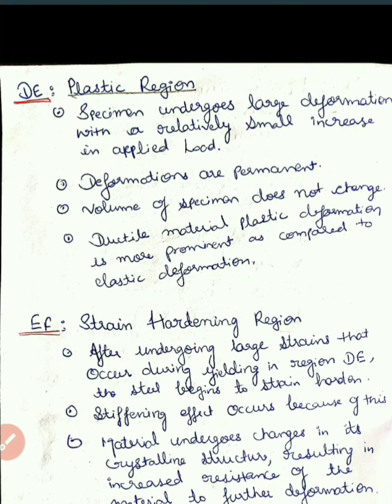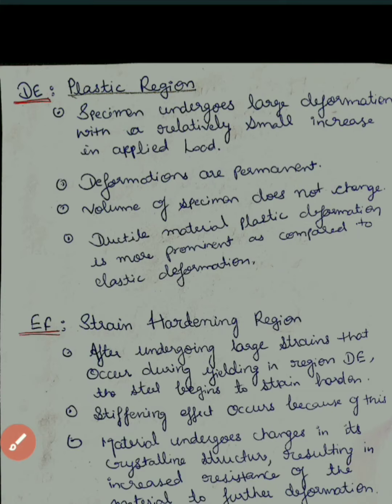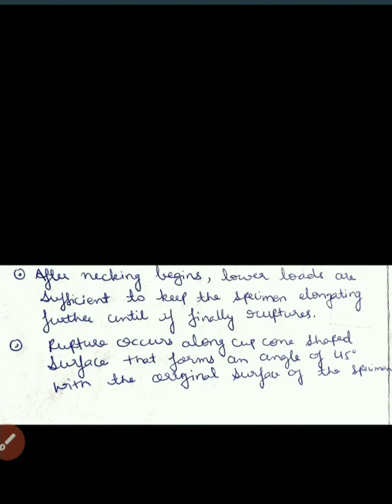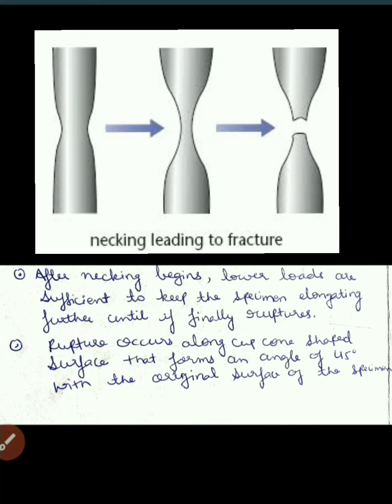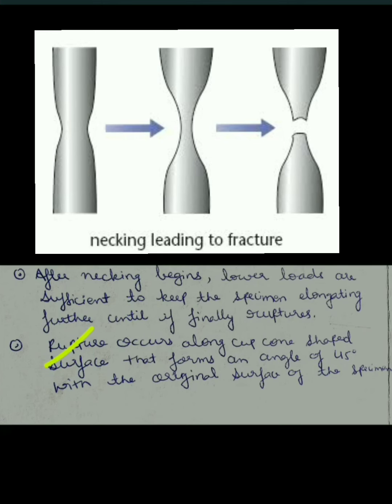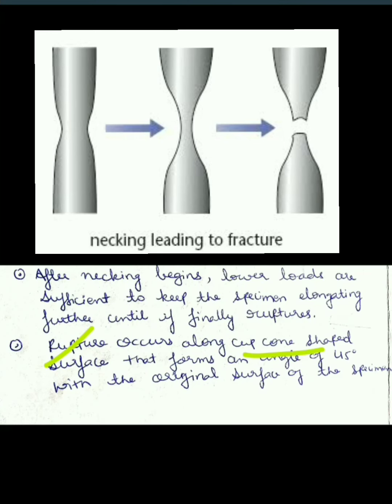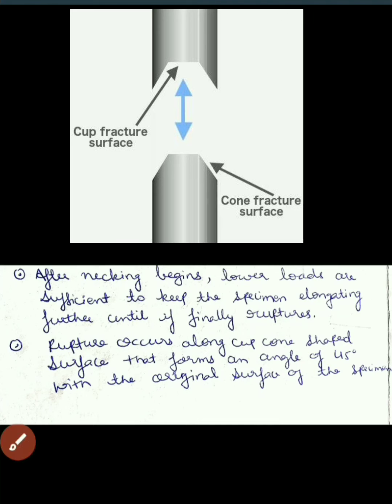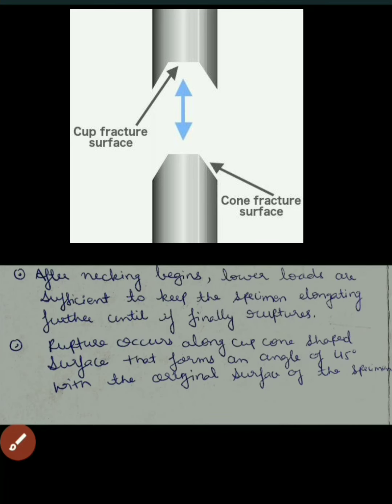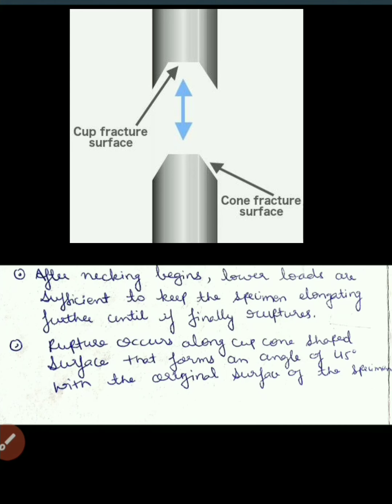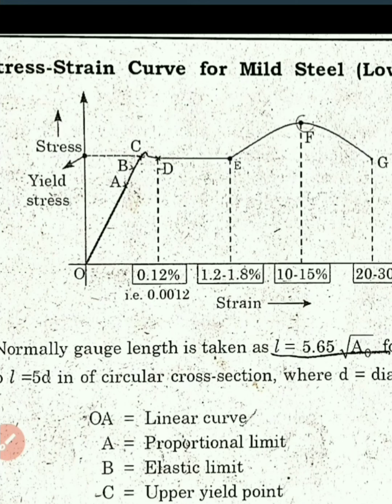We can see from here the diameter of the portion of the specimen begins to decrease because of local instability. Lower loads are sufficient to keep the specimen elongating further until it finally ruptures. Rupture along a cup and cone shaped surface that forms an angle of 45 degrees with the original surface of the specimen starts to occur. You can see that in this figure cup and cone shapes are formed. So here in the figure, G is your fracture point where the steel finally fails.